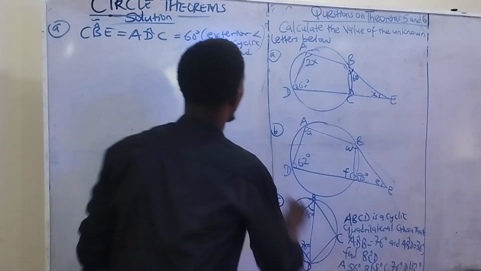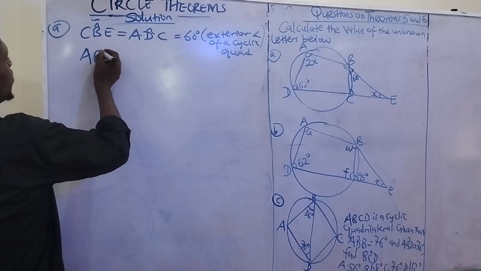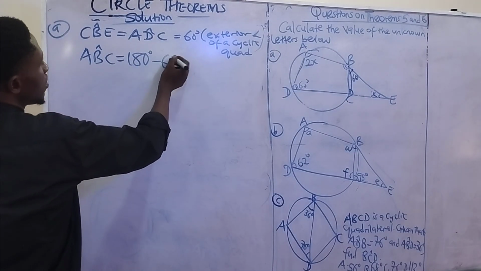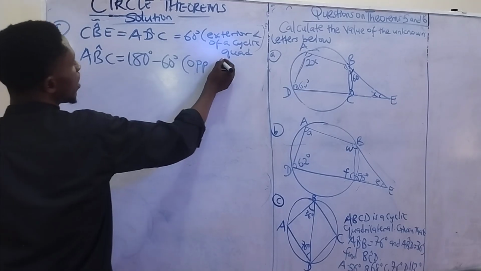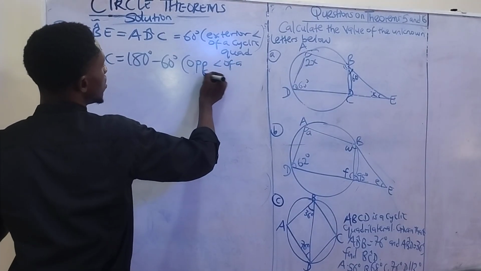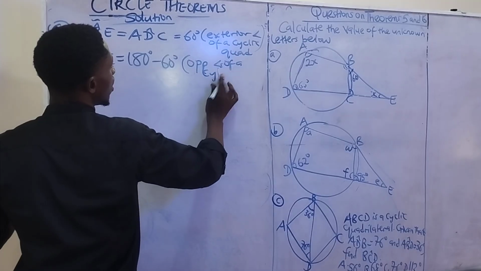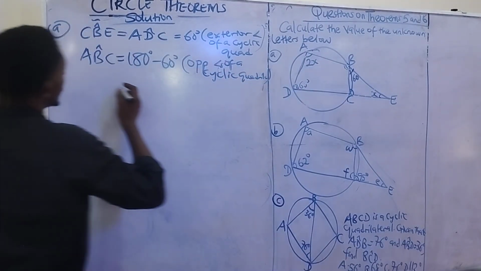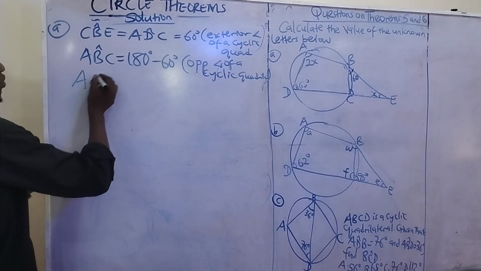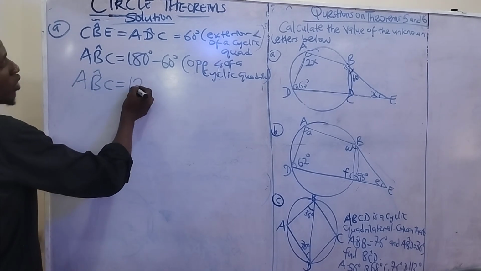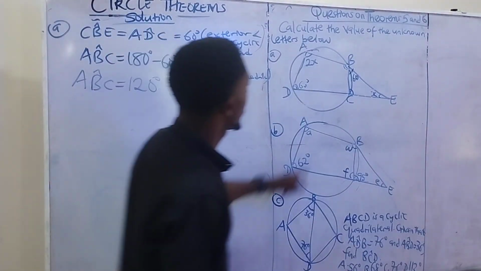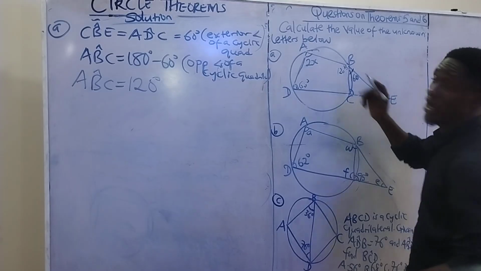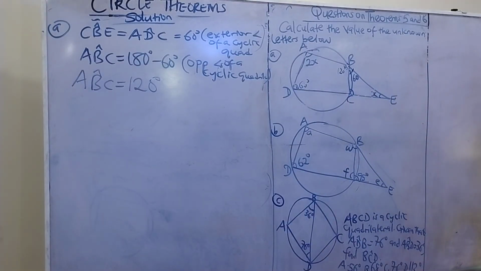Can you see? So angle ABC is equal to 180 minus 60, opposite angles of a cyclic quadrilateral. Okay, so going by this, we have ABC is equal to 120 degrees. So we are plotting here as 120 now. We are getting closer to the answer.